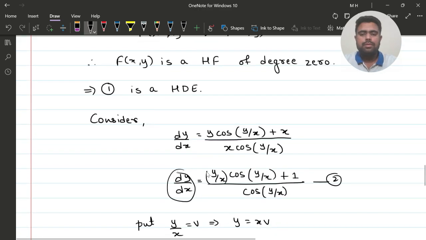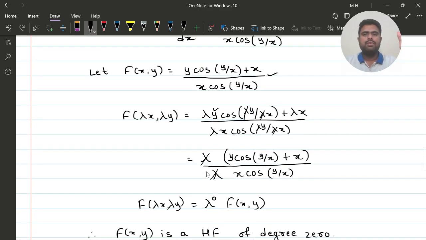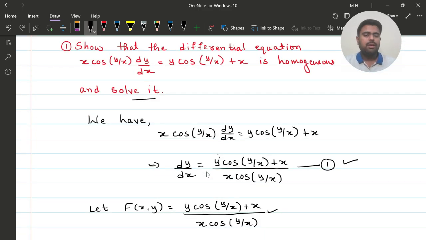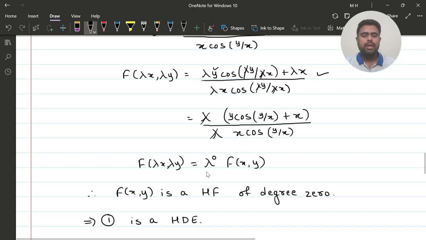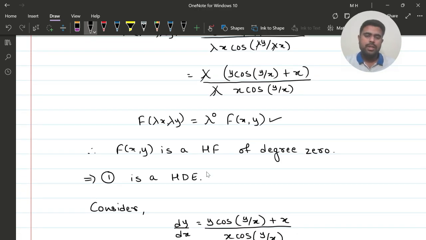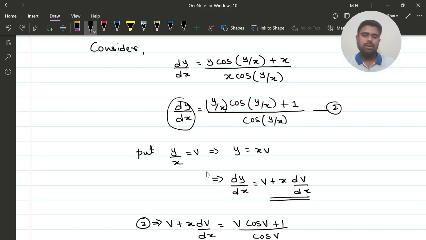First what we did, we express the function in the form dy by dx equal to f of x comma y formally, and then we take f of x comma y and substitute x equal to lambda x and y equal to lambda y. We first prove that this is a homogeneous function of degree 0. Obviously it is implied that equation 1 is a homogeneous differential equation. Once that is done, we substitute y by x equal to v.